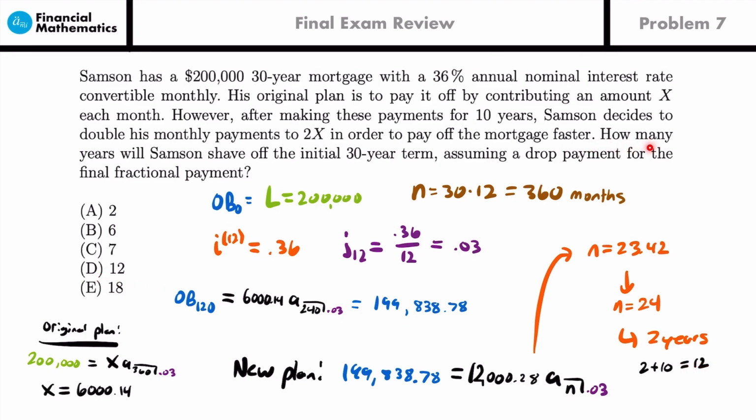That's how long it takes him to pay it off, but that's also not the right answer because we were asked how many years will Samson shave off the initial 30-year term. So the answer is not 12, it's going to be 30 minus 12, okay? Originally, he was going to pay it off in 30 years, but instead he paid it off in 12, so the difference is how much time he shaved off. That is where we get our final answer of 18. All right, so I'll do that up here. Time shaved off is 30 minus 12, which equals 18. Okay, that is the final answer to this problem, so I'll box it in here. That is answer choice E.